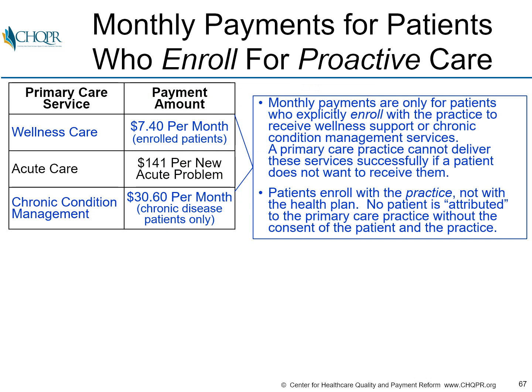The monthly payment should only be paid for patients who explicitly enroll for these services. The practice can't deliver these services successfully if a patient doesn't want to receive them, so the practice needs to ask the patient if they want to receive the services in advance. The patient would enroll with the practice, not with the health plan. This is very different from the attribution systems that Medicare and other payers have used in some of their payment systems, where a primary care practice can be assigned a patient even if the practice and the patient have no relationship, while the practice is often not assigned patients they do provide care for.